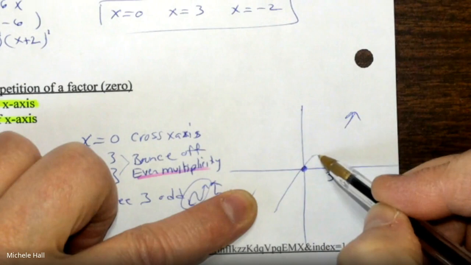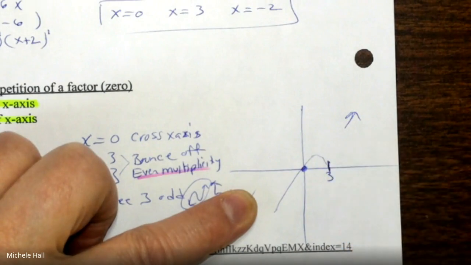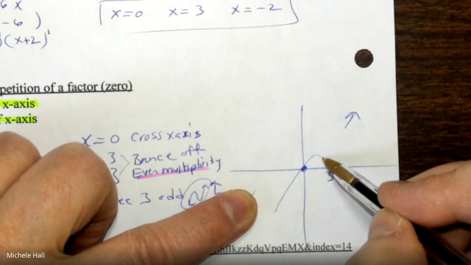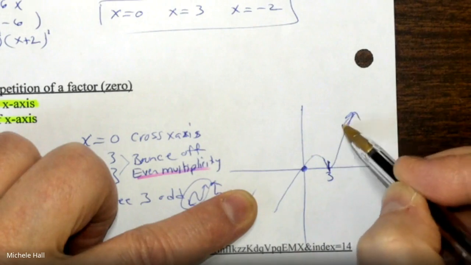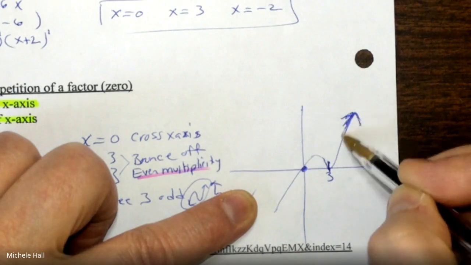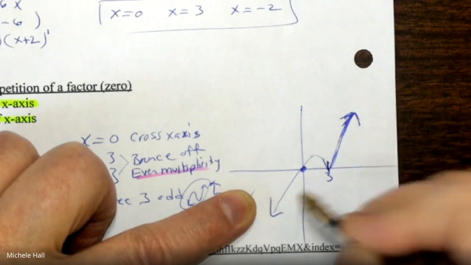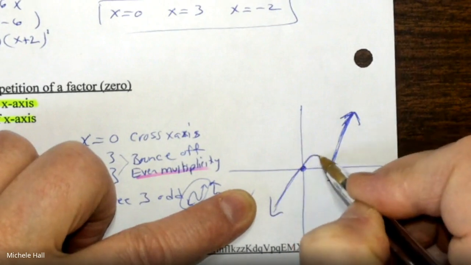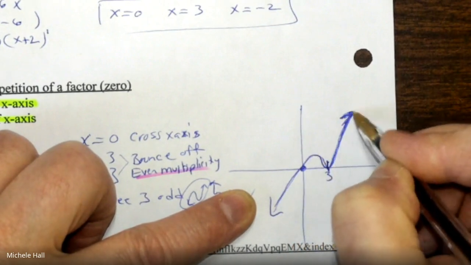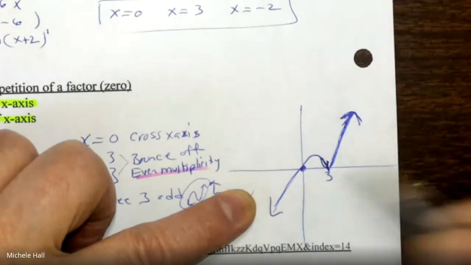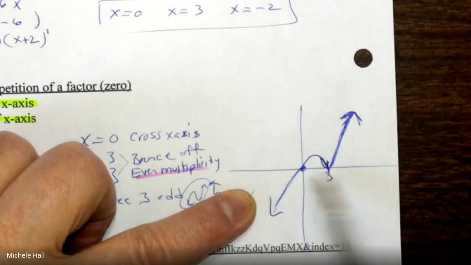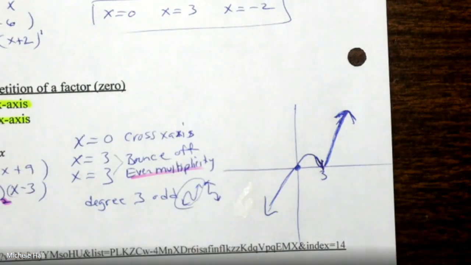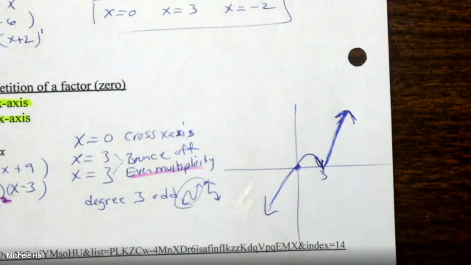So when it turns and goes to the next 0, that was an even multiplicity, so it needs to bounce off at that place and then go up. No, it's not exact. It's just a sketch of a graph looking at the behavior of the tails, the end behavior, what's happening at the x-intercepts. So that's what multiplicity means. If it's odd, it crosses. If it's even, it's going to bounce off.